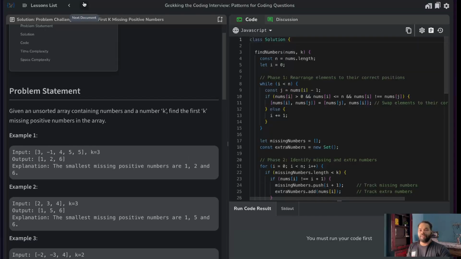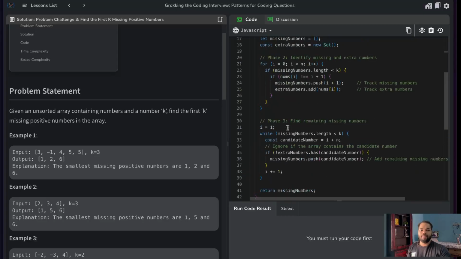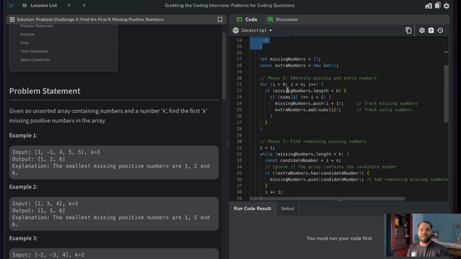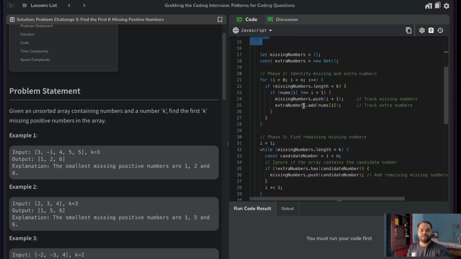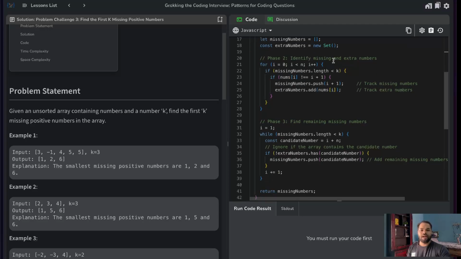Okay, cool. And let's look into their solution, how they are doing it. Phase one, rearrange elements to their correct position. So that is the cyclic sort. We also did the same. Rearranged it, and then they have missing numbers and extra numbers. Okay, a new set we are creating. Identify missing and extra numbers. So missing numbers, it is pushing. It is not looking for the next number at all.